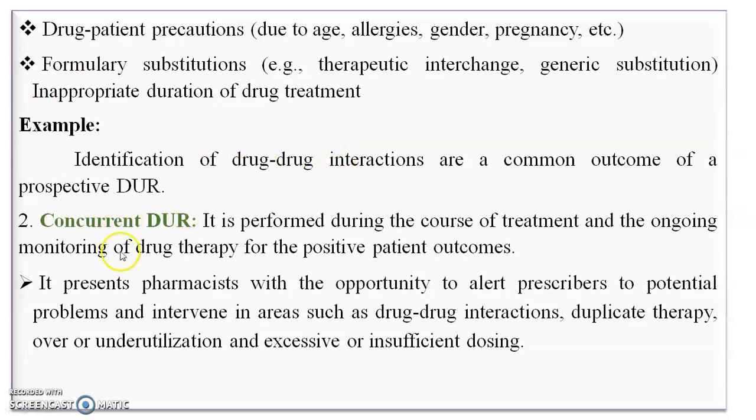The second one is the concurrent DUR. Here it is performed during the course of the treatment, and it is ongoing monitoring of drug therapy for the patients for positive outcomes. It gives the pharmacist an opportunity, along with the physicians, to alert prescribers to potential problems, such as drug interactions, duplicate therapy, and even over- or underutilization of drug, excessive or insufficient dosing.